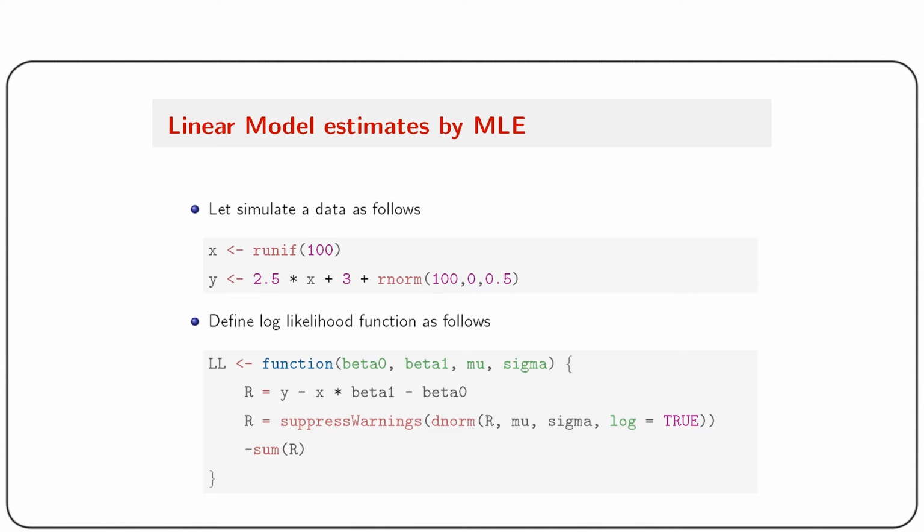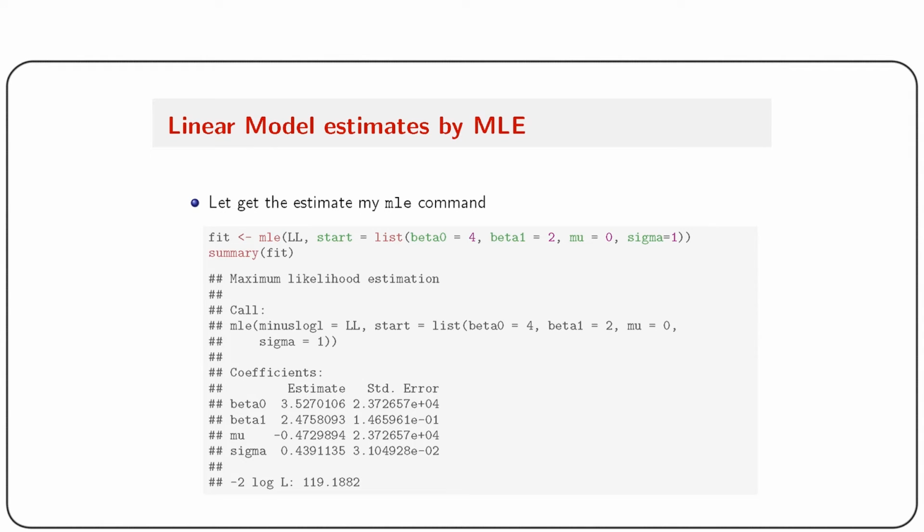Now to apply mle on the linear model, define the log likelihood function as follows. Say LL equals function(beta0, beta1, mu, sigma), R equals y minus x times beta1 minus beta0, and then you suppress the warnings. For that, suppressWarnings(dnorm(R, mu, sigma, log equals TRUE)) because we need the log likelihood, and then return the sum of the negative of the log likelihood value. So sum of R will give you the log likelihood value, and the negative log likelihood value would be returned.